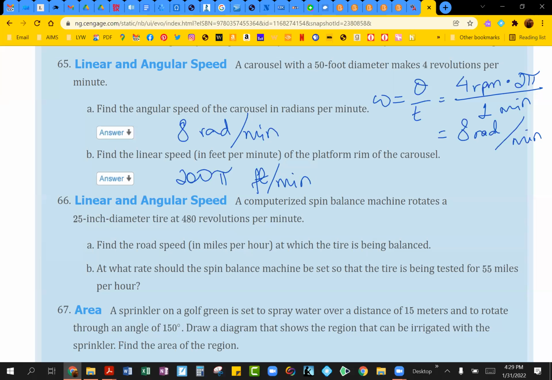Honestly, you can find the angular speed first, you can find the linear speed first. It really doesn't matter in what order you do that. As you can see, it works out in either case. So this one was V equals S over T or R theta over T. The only additional step here was taking that radius of 25 and multiplying it by 8 pi, which gave you that 200 pi feet per minute.